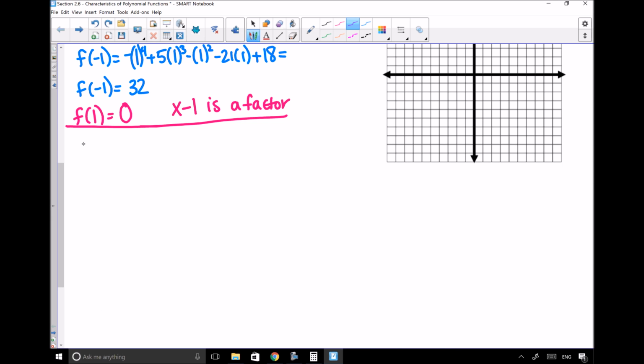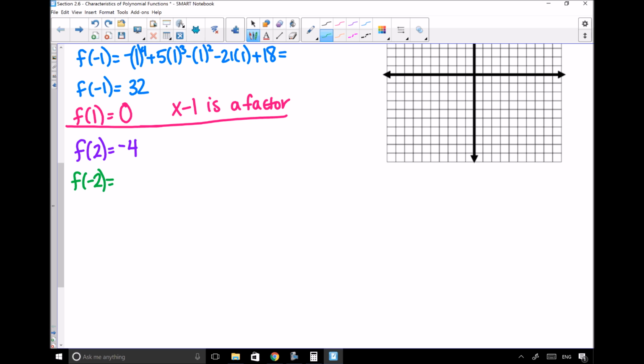Next one I want you to calculate is f of 2. Let's see what you get. Go ahead and calculate it, press pause, and then come back to me to see if you get the same answer as me. Okay, so when you evaluate f of 2, you should get -4, which is not what we want. Remember, we want a remainder of 0, so that doesn't work. So let's try f of -2 next.